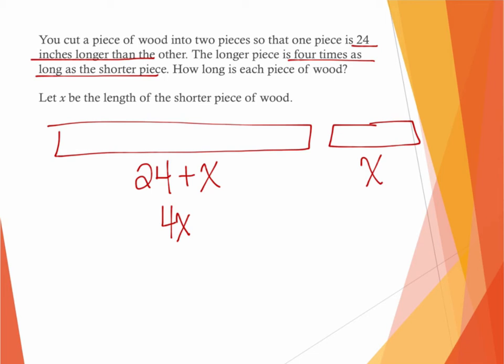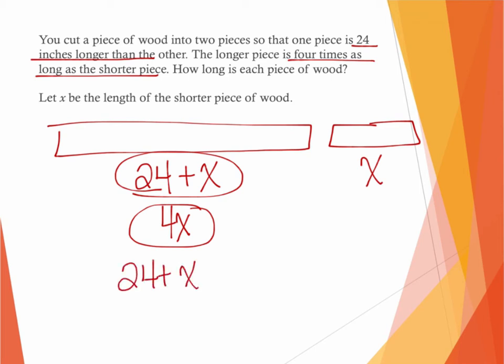So what this means is that this length represents the longer piece of wood, and this length represents the longer piece of wood. So they actually equal each other. So I'm going to solve this equation in order to find what the length of each piece of wood is.